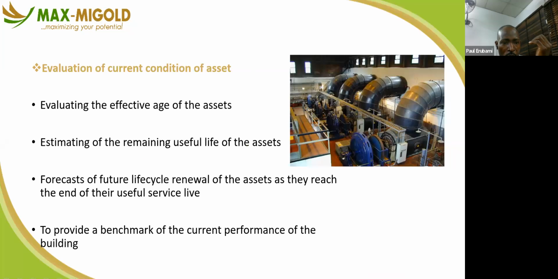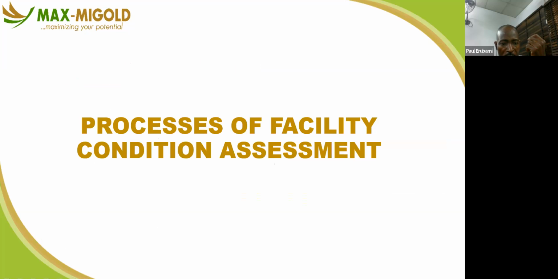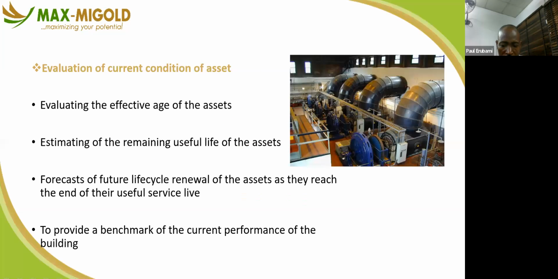Then you are able to evaluate the current condition of the asset. That is part of what you gain when you conduct a facility condition assessment. It's evaluating the effective age of that asset, estimating the remaining useful life of that asset, forecasting future life cycle, the renewal of the asset as it reaches the end of its useful life, service life. Then providing a benchmark of the current performance of that building. These are what you gain, and what you have to achieve under the scope of facility condition assessment.